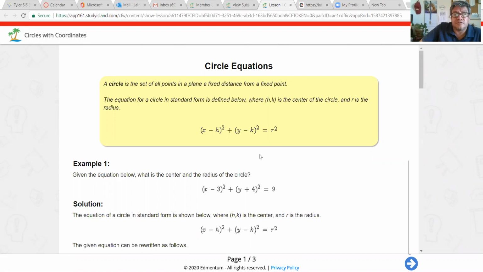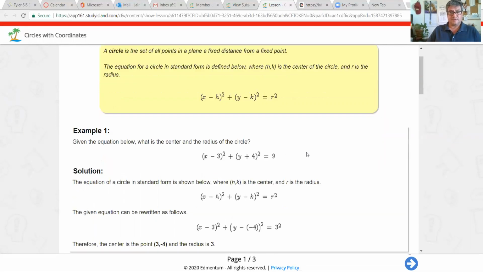If you remember in your geometry class, this is the formula for circle equations, which is (x - h)² + (y - k)² = r². And the definition for you people who like English is a circle is the set of all points in a plane, a fixed distance from a fixed point. So let's go ahead and take a look at the first example right here.